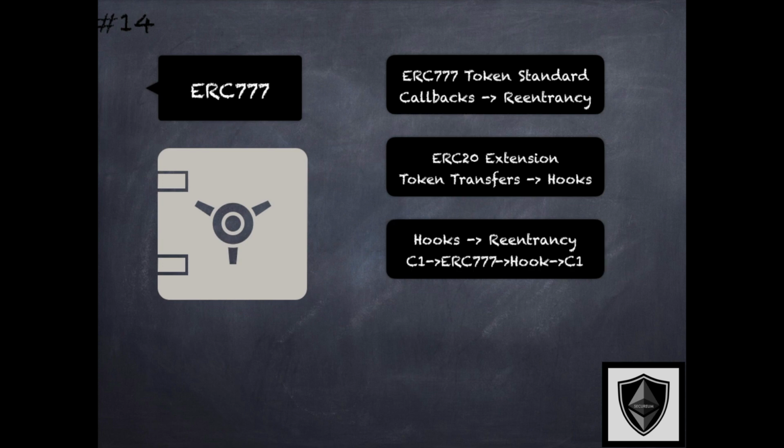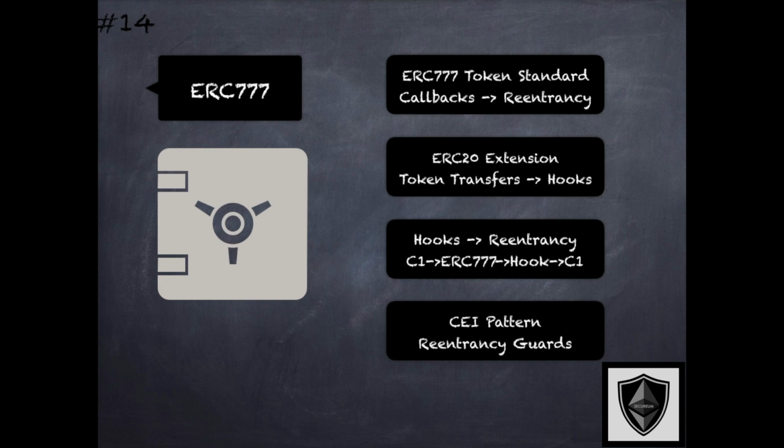If such an ERC 777 token contract is potentially malicious, then it could use these hooks to cause reentrancy into the calling contract. So for example, if there's a contract C1 that calls an ERC 777 token contract that is malicious, then that contract could use the hook functionality to cause a reentrancy into the calling contract C1 and take advantage of it, as we just mentioned. The best practice again is to follow the checks effects interaction pattern in the calling contract, and also to consider the use of reentrancy guards.